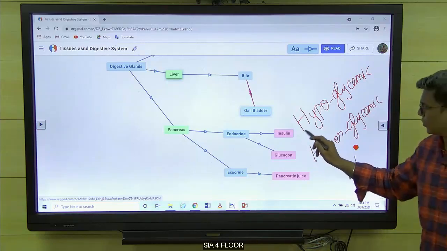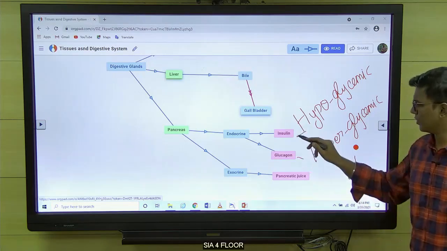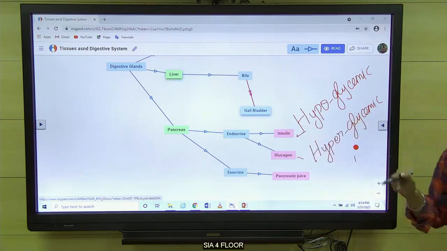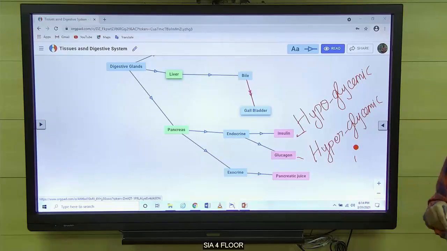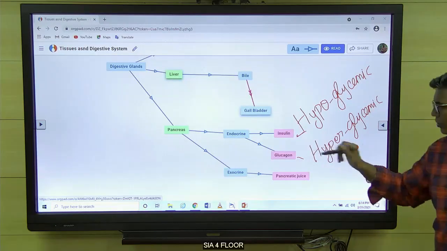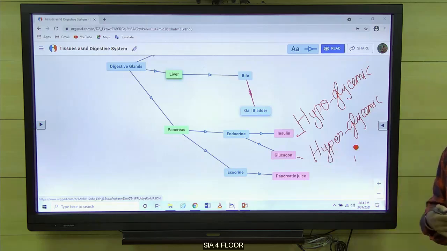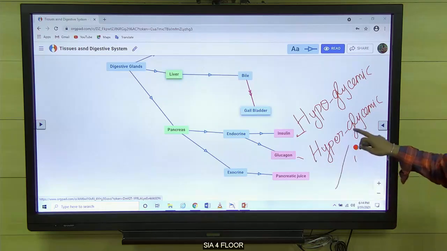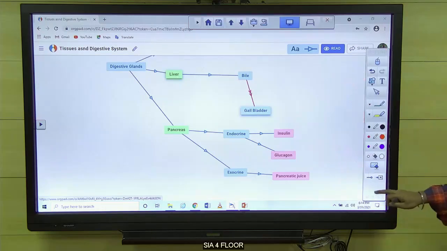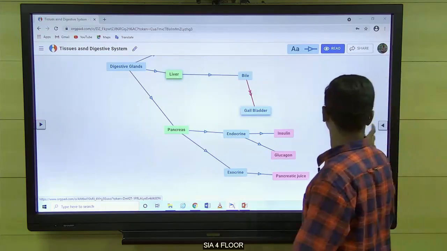So insulin, it stores energy. Glucagon, it derives energy. Because insulin, I told you, it's hypoglycemic. It reduces sugar level. Basically, glucose is converted into glycogen and stored in liver, wherein when we want to derive energy, glycogen is converted back into glucose by glucagon and then energy is derived. That is about pancreas. Good. These are important set of digestive enzymes. And then coming to the next one.